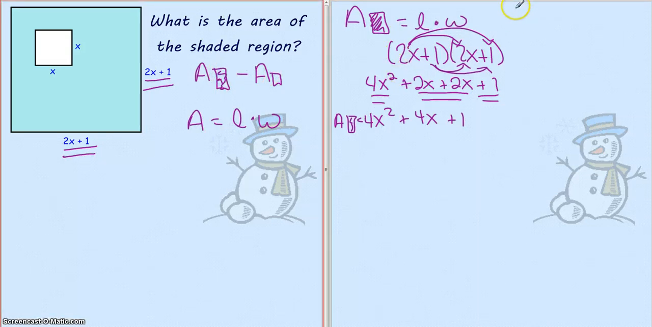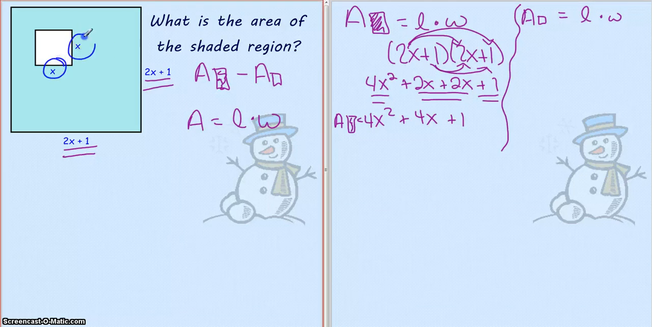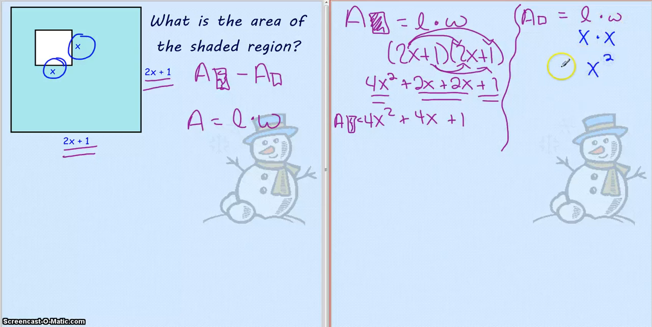Then you also have to find the area of the smaller square, the white square here. Area of the square is the same, length times width, but on this one, the length and width are x. So the length would be x, the width is x. x times x is x to the second. So the area of the smaller square is just x squared.